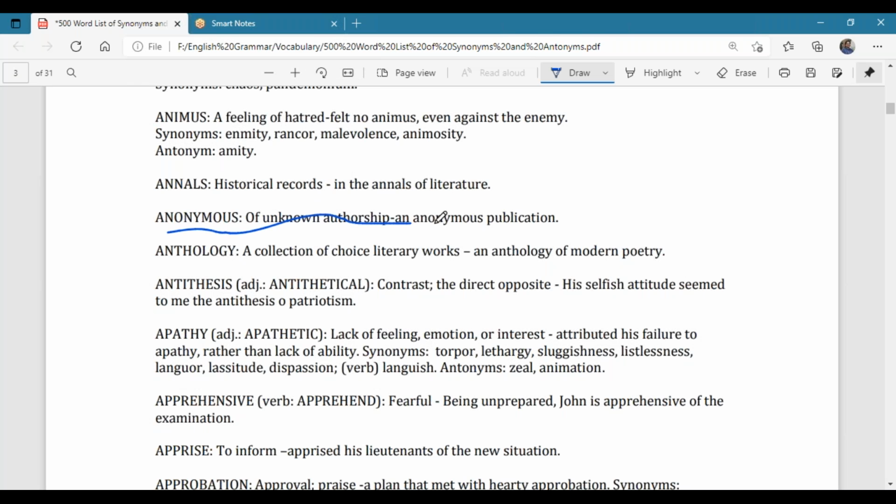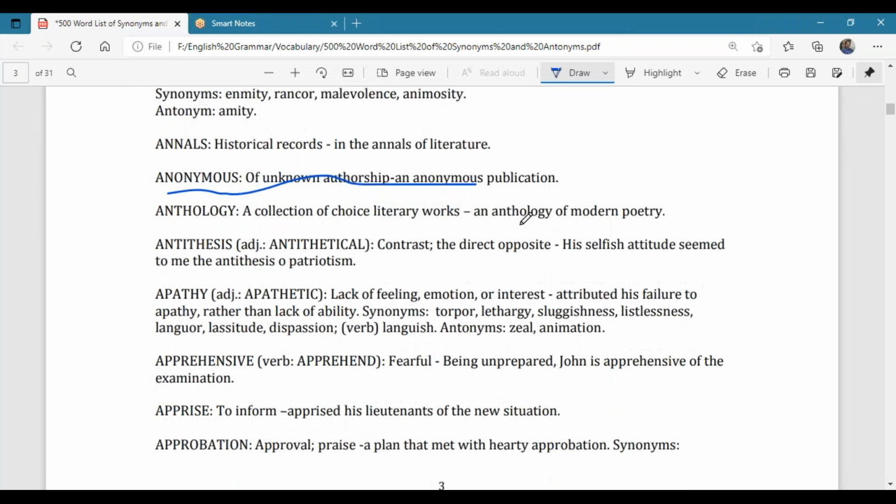Anonymous, you know what is meant by anonymous? Unknown, something which is unknown.